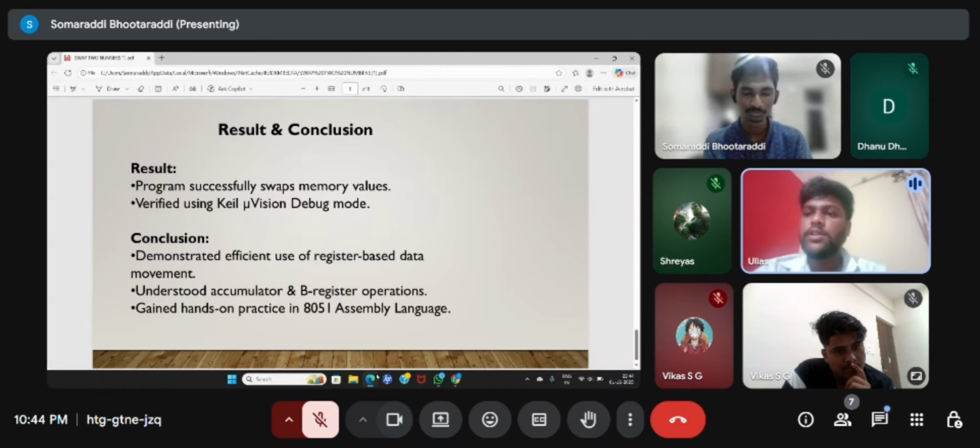If memory A is equal to 10 and memory B is equal to 20, after the program runs A is equal to 20 and B is equal to 10. The second point is verified using debug mode. That means you tested the program using software, and debug shows that the swapping works correctly step by step. Then I will tell the conclusion.